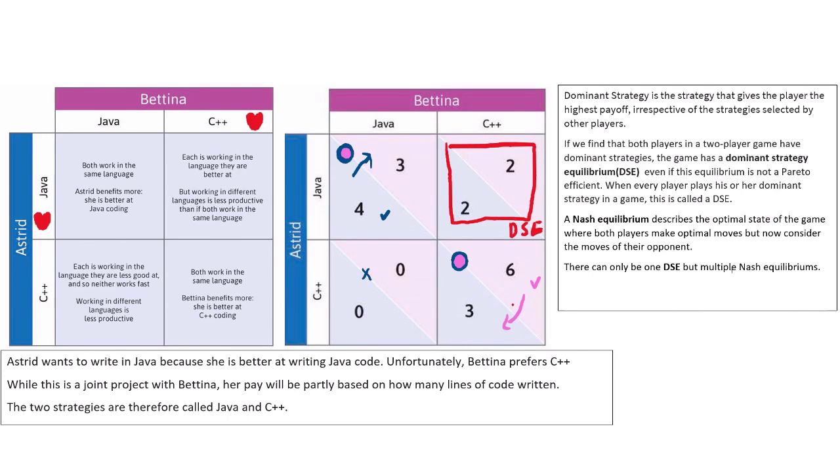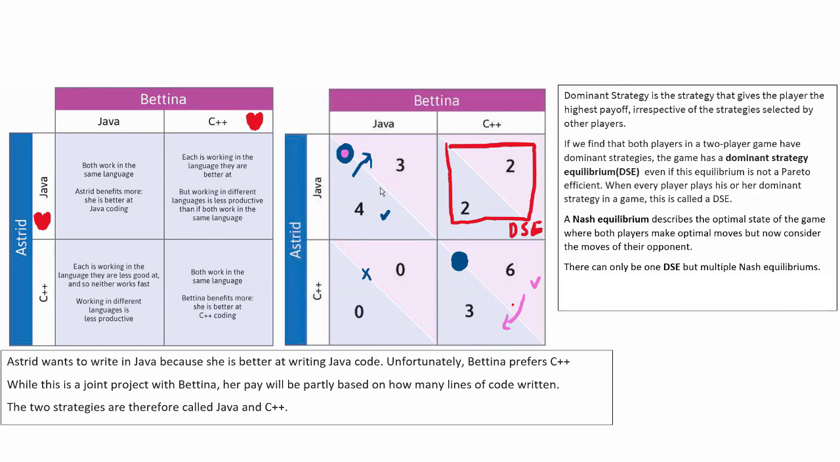There can be multiple Nash equilibria. In this scenario, there are two Nash equilibria. You heard me say equilibria, it's the plural. In one, both choose Java, and in the other, both choose C++.